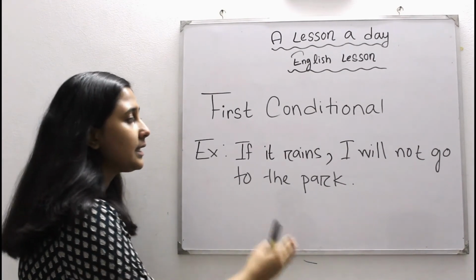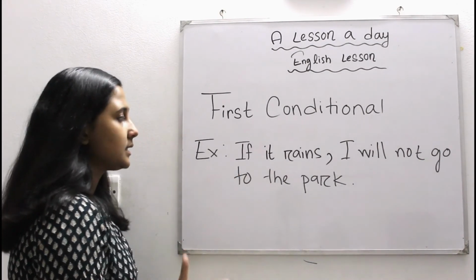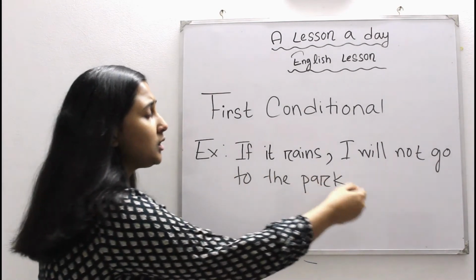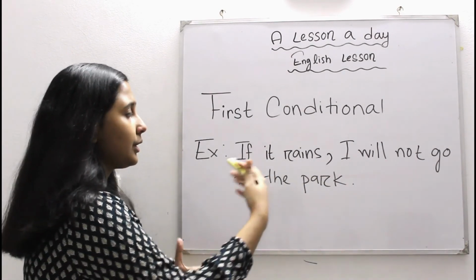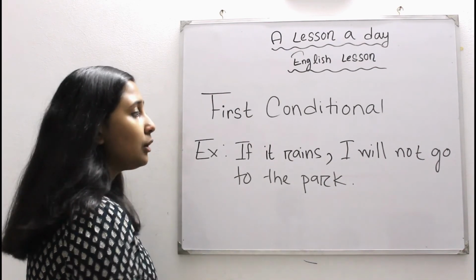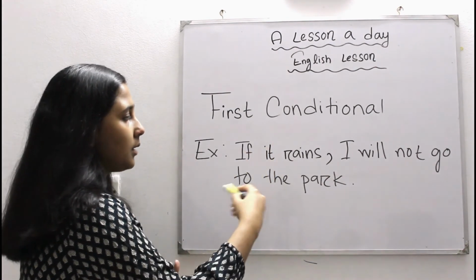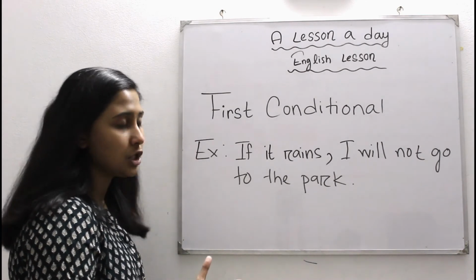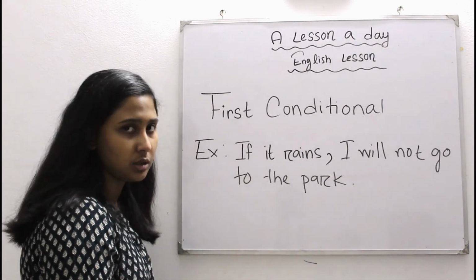So here is an example of first conditional, which says, if it rains, I will not go to the park. So here it is following the structure of the first conditional, and also it is talking about an action which has a possibility of happening or not happening in the future.